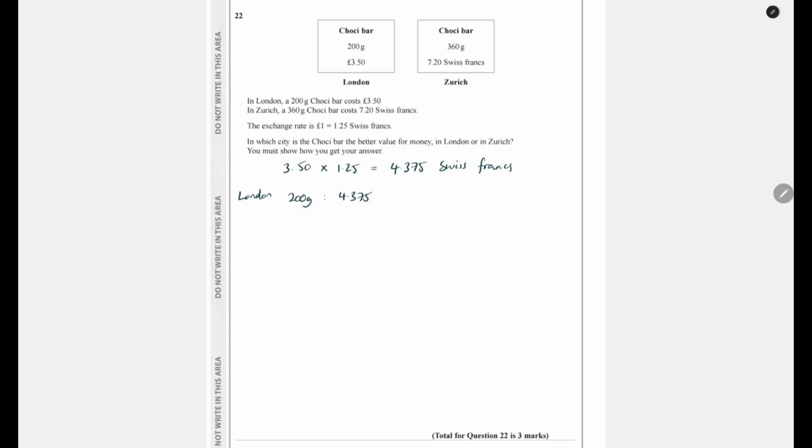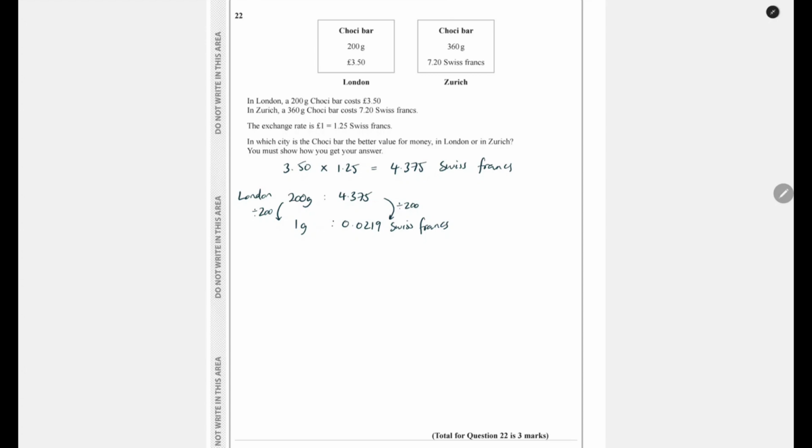And so to get the price of 1 gram, we're going to divide by 200 on both sides. So 200 divided by 200 gives us 1 gram. And we do the same thing to the other side of the ratio. So we divide 4.375 by 200, and that gives us 0.0219 Swiss francs. So that's how much it costs for the London price in Swiss francs for 1 gram.